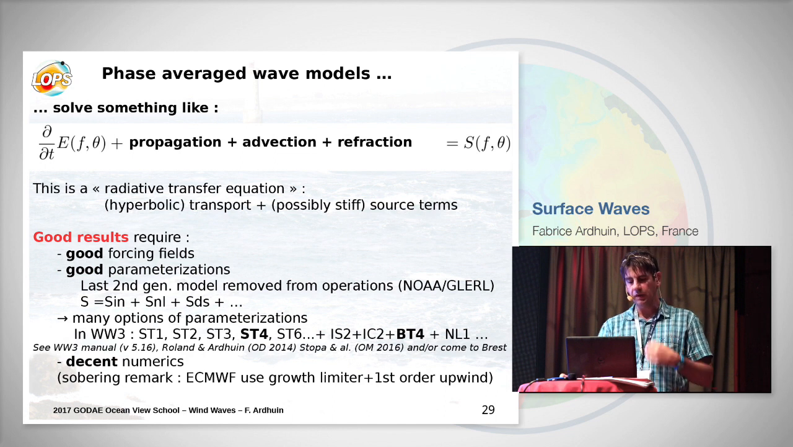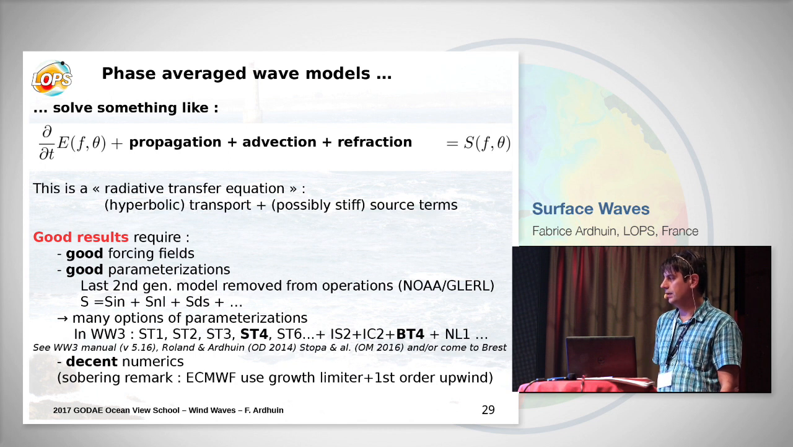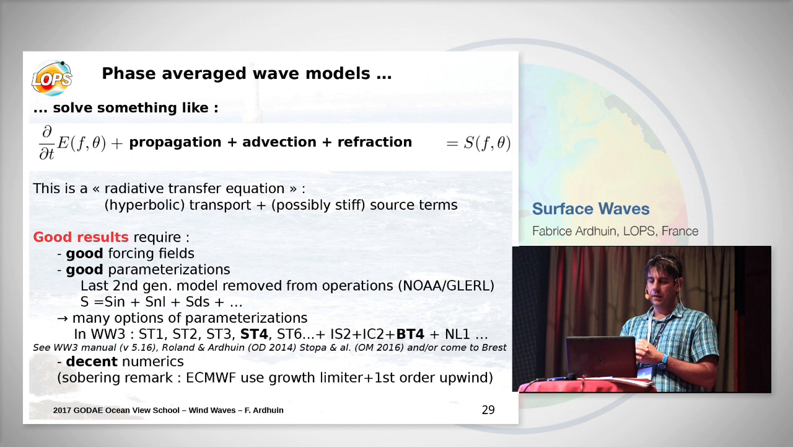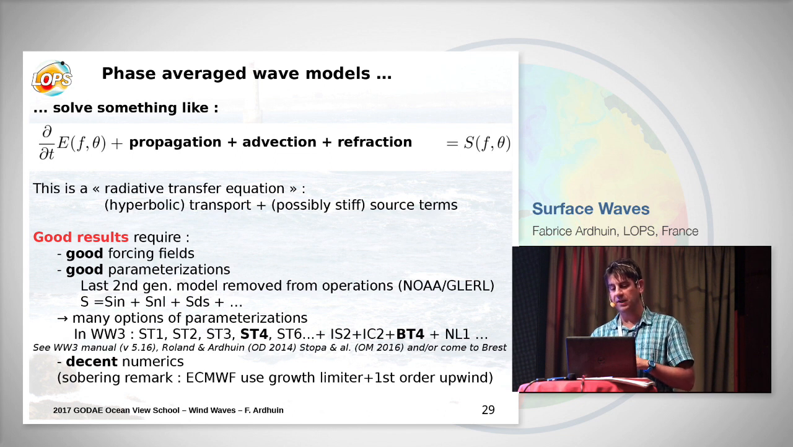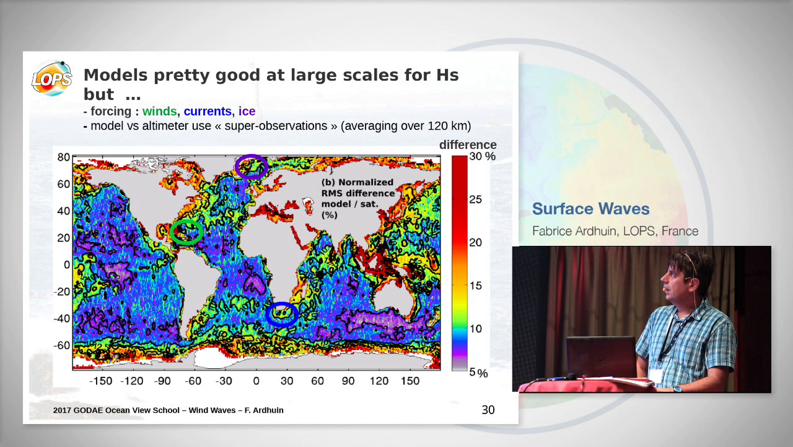And finally, you have to do some numerical integration. Now, a lot of people have invented crazy numerical schemes to do that right. And my sobering remark here is that ECMWF are still using a first-order upwind scheme, which is super diffusive and really has bad properties. And they have a growth limiter with a very big time step. And the results are almost the same as what we do with crazy third-order schemes and whatever. So whatever. You make efforts, and that doesn't really pay in the end.